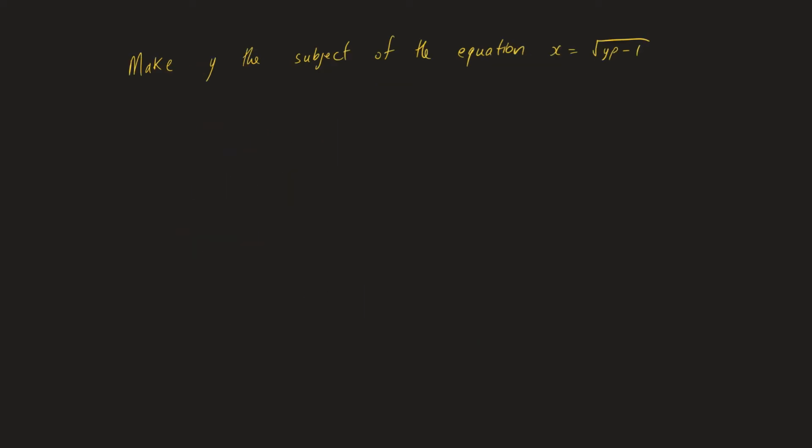In our final example here, we need to make y the subject of the equation x equals the square root of yp minus 1. So I'll start by writing my equation down again. Now what I need to do is remove the square root. To do that, I need to square both sides of the equation. What that will do on the left-hand side is make it x squared, but on the right-hand side, it just removes the square root. So I'm left with yp minus 1.